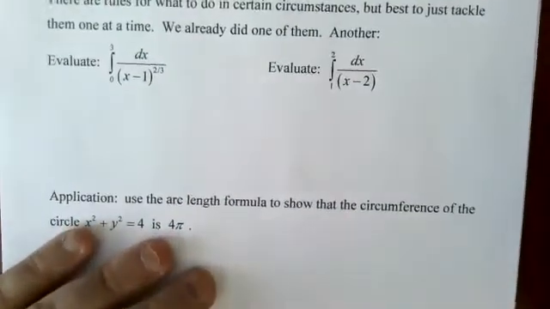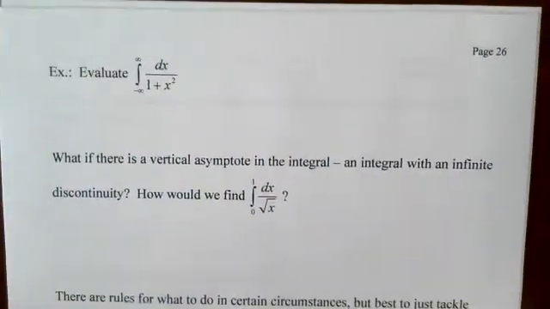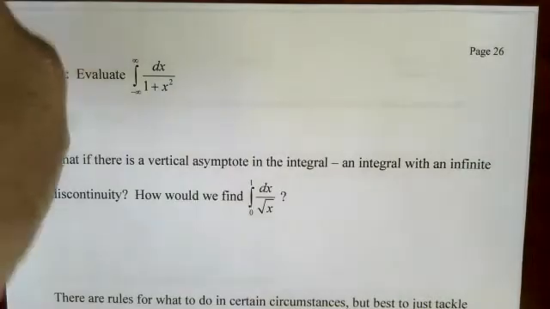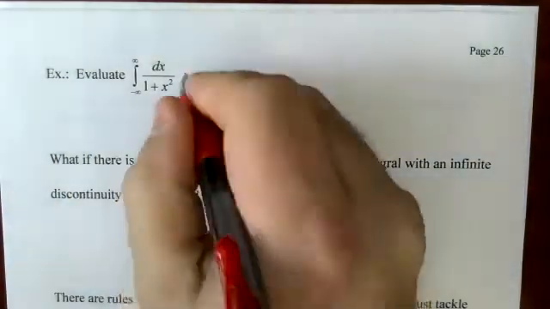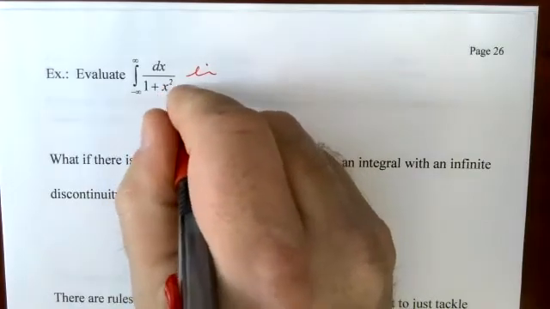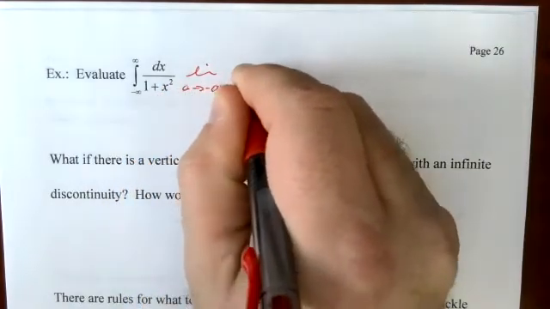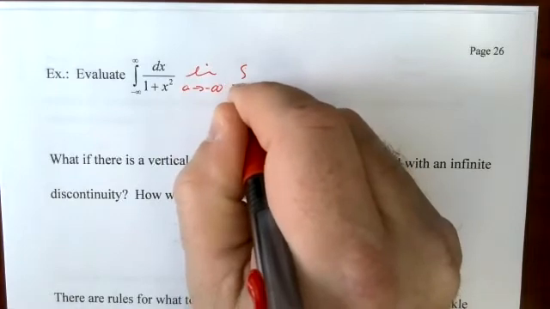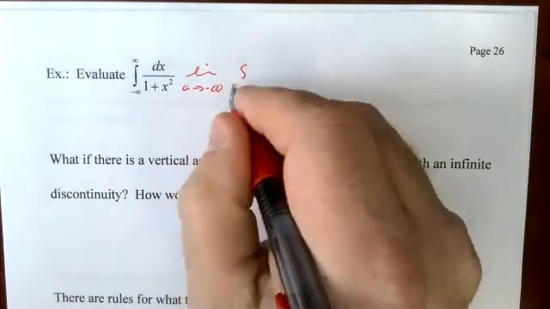Okay. How about this one? And again, this is great practice, even though you hate it. It's not a bad thing. Limit as a approaches negative infinity, integral from a to 0.